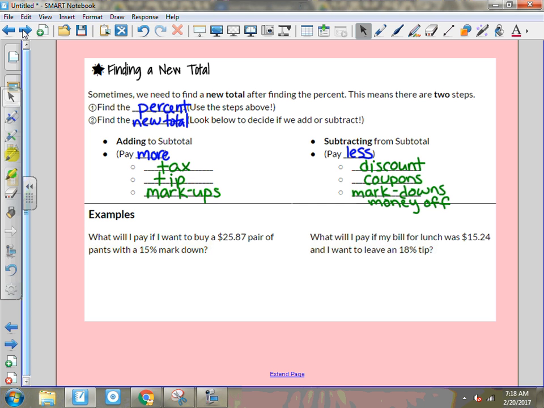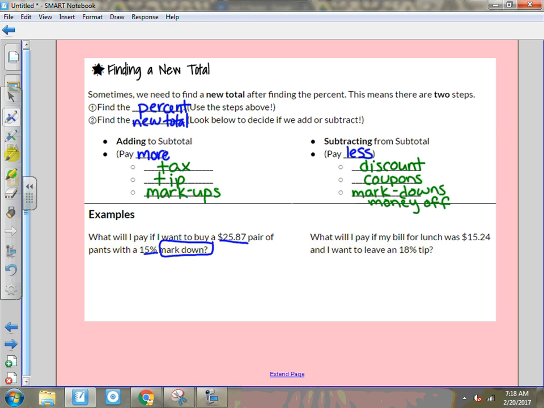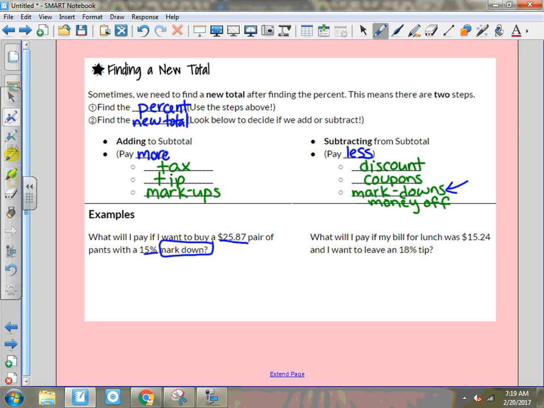So let's look at our examples and see if we can decide if we need to pay more or pay less. In that first example, it says, what will I pay if I want to buy a $25.87 pair of pants with a 15% markdown? Well, first thing I see is I see my two numbers that I'm going to be using, but I also see that keyword markdown. And remember, markdowns are paying less, so I need to subtract. So I'm going to write myself a little note so that I can use that when I get to step 2. First, though, I have to figure out what that percent actually is. So I have to change 15% to a decimal. Remember, that's 2 hops to the left, 0.15. And then I need to multiply.